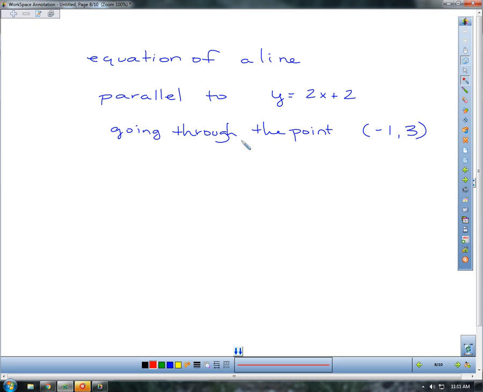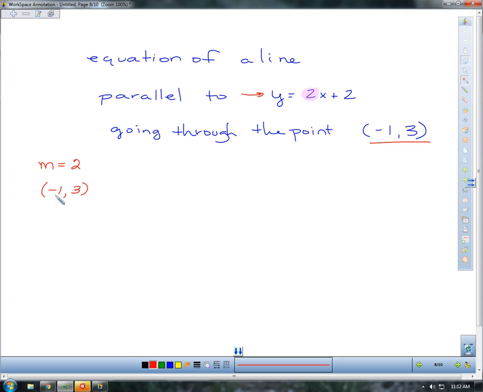Okay, so this is a typical question that you're going to be asked regarding equations of lines. It wants an equation of a line that is parallel to this line, but that goes through the point here. In all this information they've given you, you do need the point, but the most important thing is the slope of the line that you want to be parallel to. So since parallel lines have equal slope, I know that the slope of my new line is going to be 2. And I know that I have the point (-1, 3).